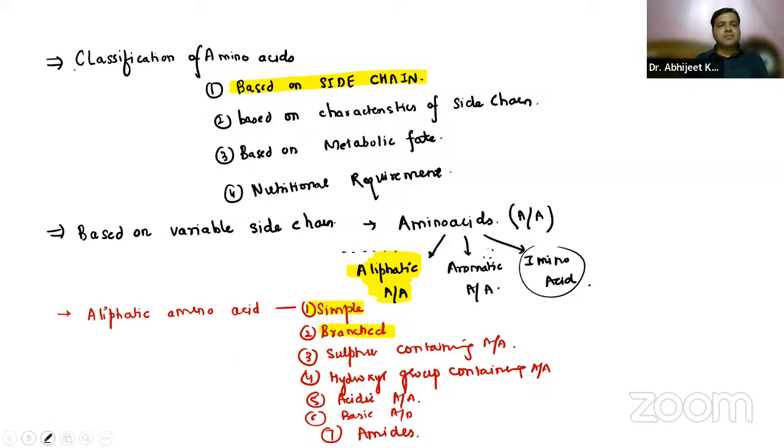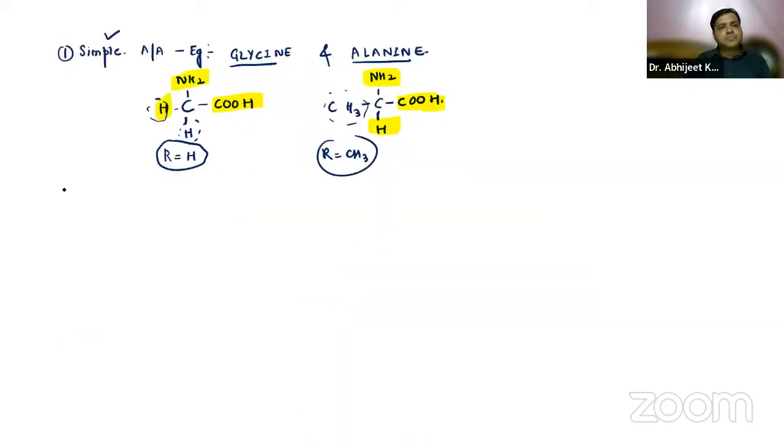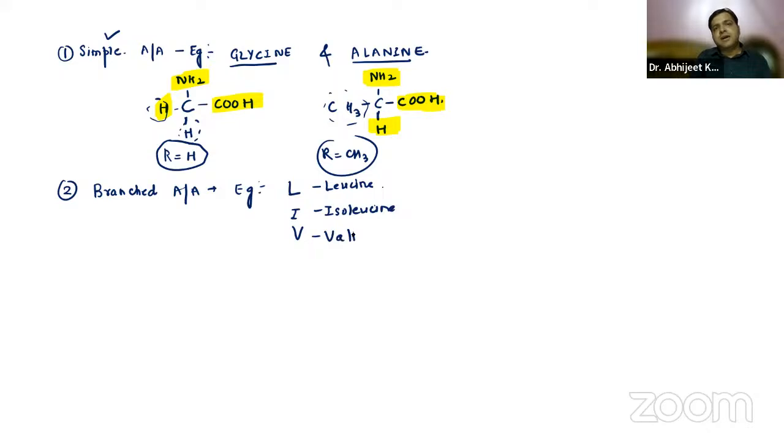Now, coming on to the next one, that is called the branched amino acids. The examples you have to understand are leucine, isoleucine, and valine. Leucine, isoleucine, and valine. Now, just try to see over here. If I take one example, you can refer to all of those in your book.